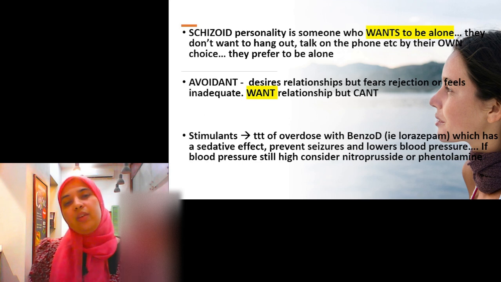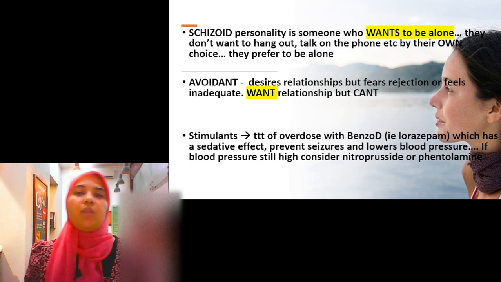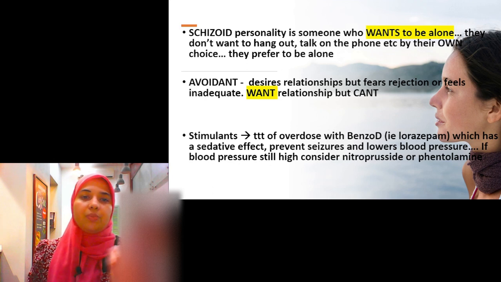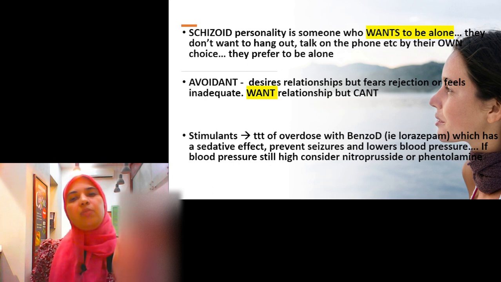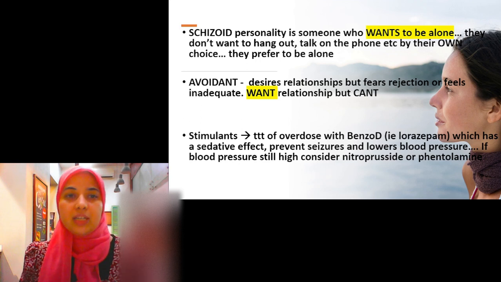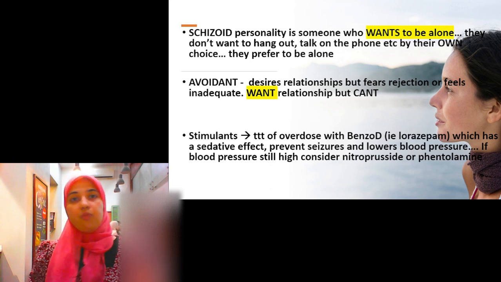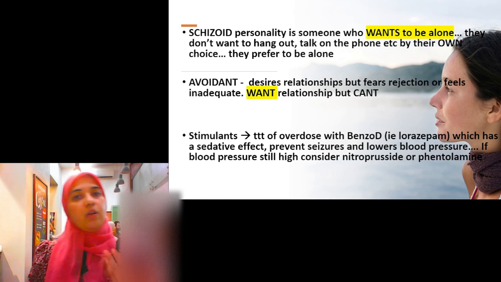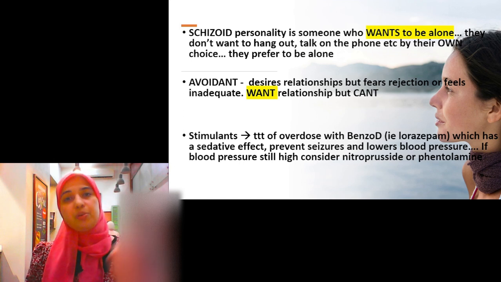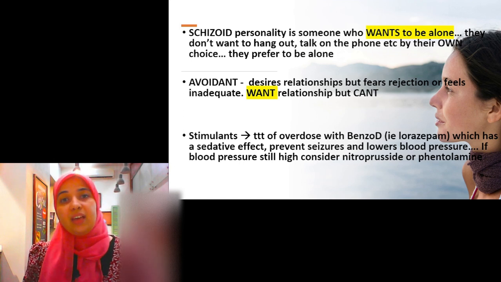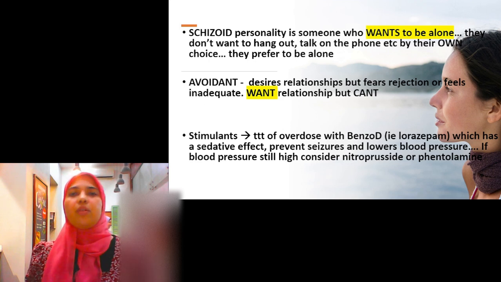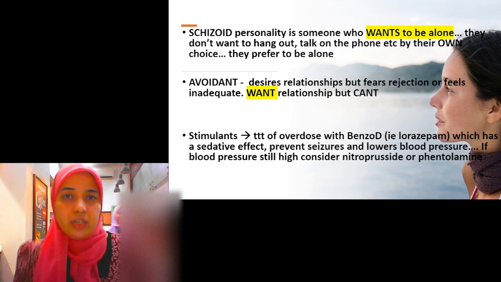Avoidant is something you want to be aware of as well. Avoidant is someone who wants relationships, but they have extremely low levels of self-esteem. They feel inadequate. They fear being rejected. So they want a relationship, but they can't. So you might get asked a question in one of your selections, maybe schizoid or avoidant or schizophrenic or depressed. Avoidant is the person who wants a relationship but can't. They fear that they will be rejected. They think that they're ugly. They think they are not worthy. That is going to be your avoidant personality.